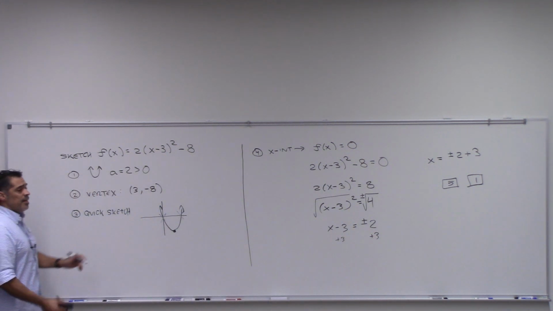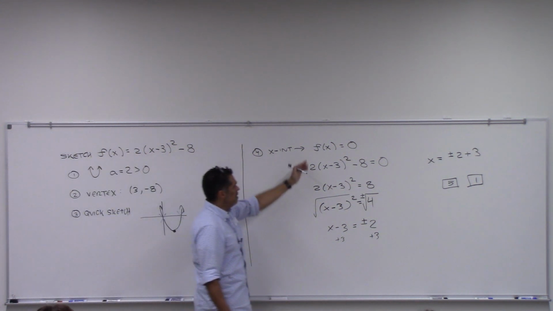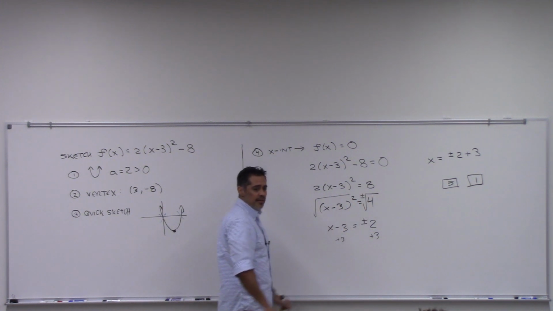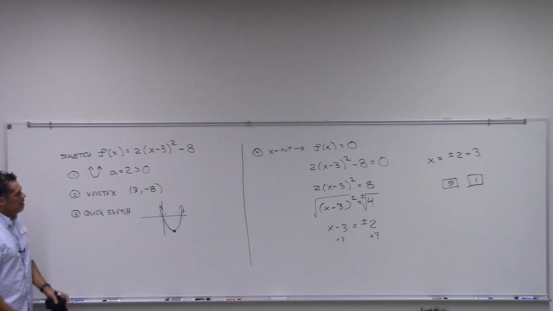So when you are in vertex form and you're trying to find the x-intercepts, try and get the thing that's squared by itself so that you can take the square root on both sides. No quadratic formula, no factoring. Right, what next?